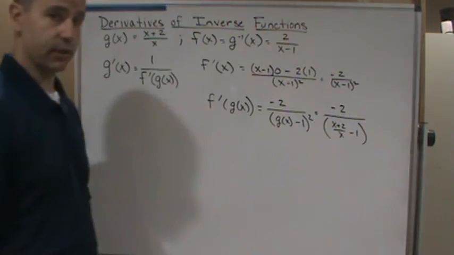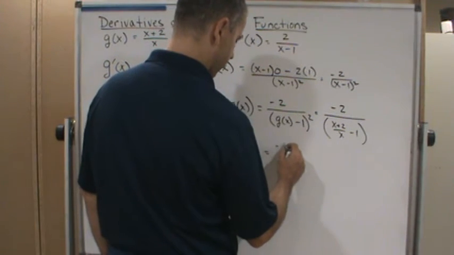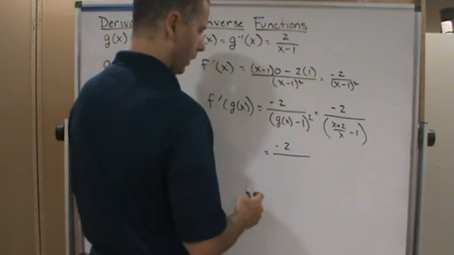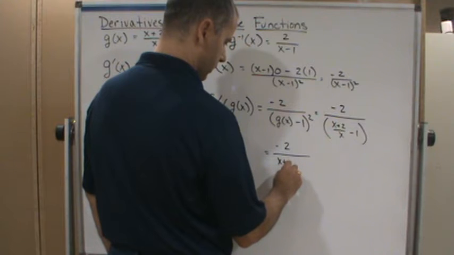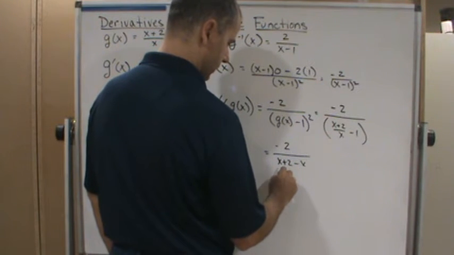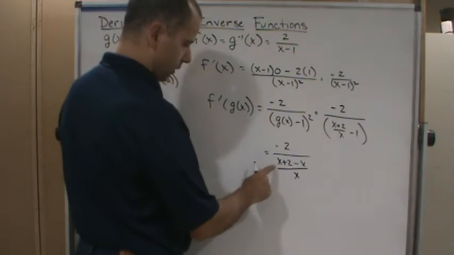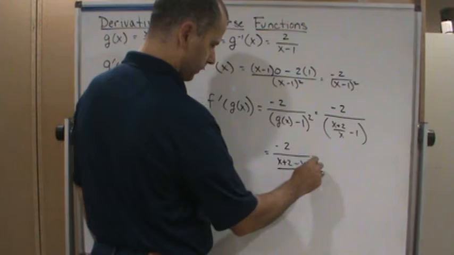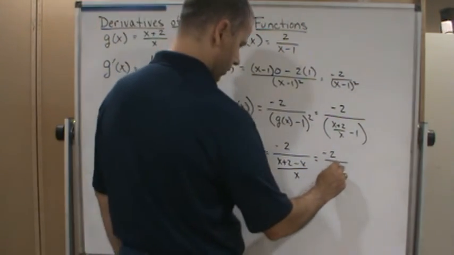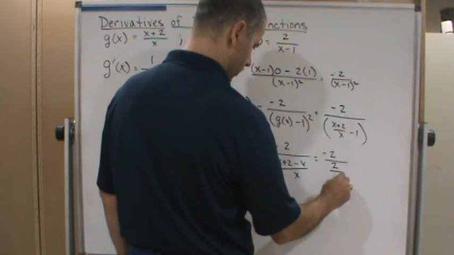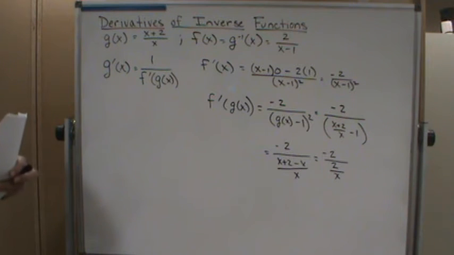So now we've got this complex fraction that we have to simplify. And so what do we get? We get x plus 2 minus x over x. Notice that these x's cancel. So we get -2 over x, right?